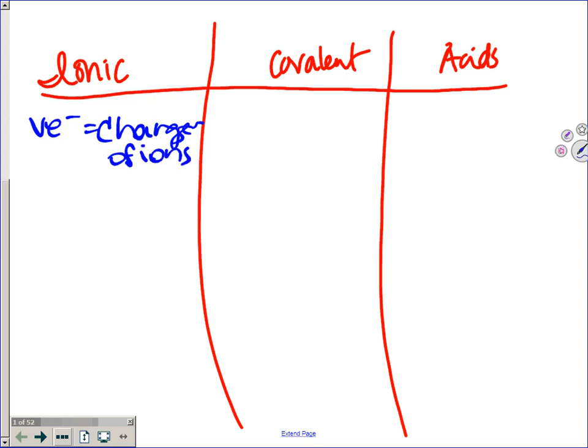Kelsey, give me something else for one of the categories. Okay, so you have to get the charges, which is I think what Grant just said, but what do you do with the charges when you make the formula? All right, so we crisscross charges to get the formula. Evan, give me something else.